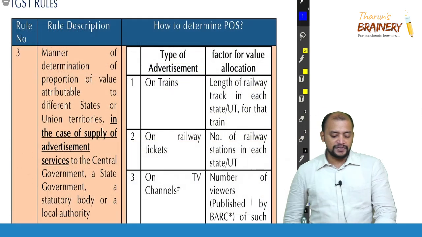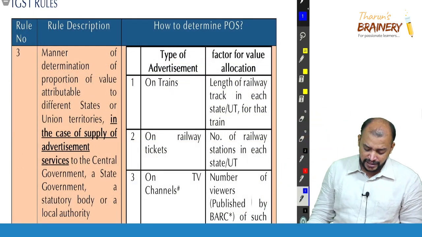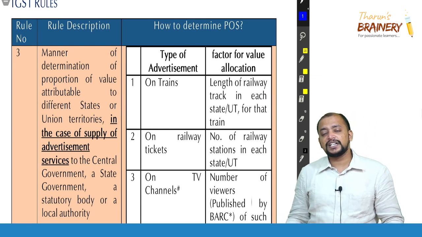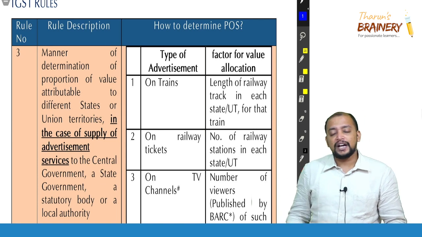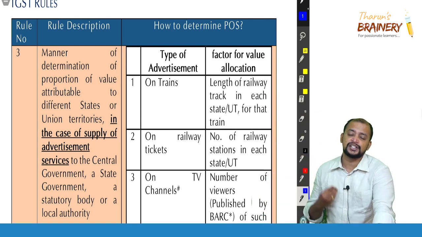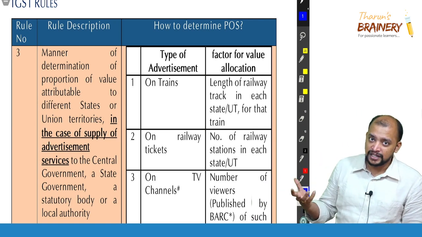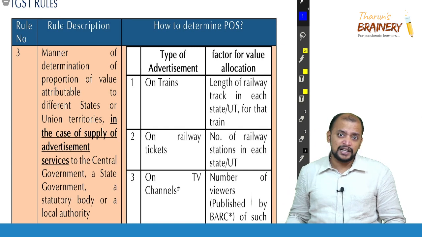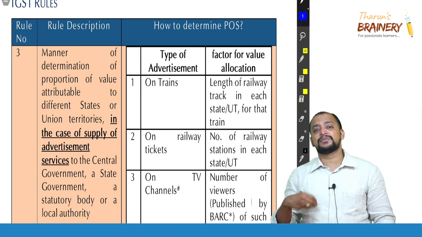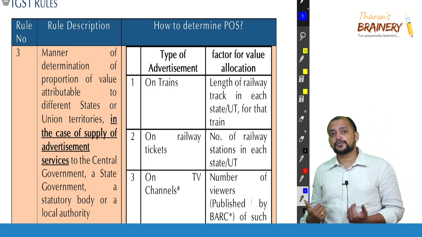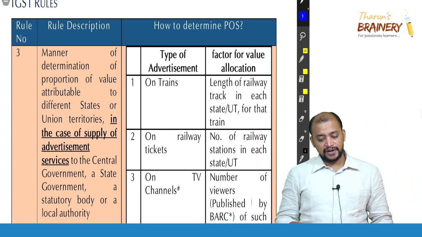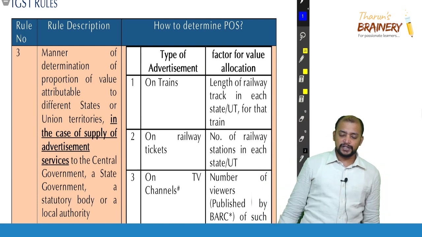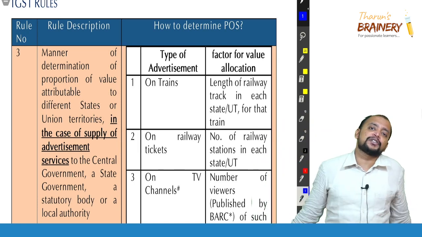We did not apply the manner of determination of proportion of value attributable to different states or union territories in case of supply of advertisement services. So generally for advertisement services, what will be taken as the place of supply? Advertisement services provided to whom? Advertisement services provided to central government, state government, union territory, local authority, or any government body or public sector undertaking. Okay, so that is any statutory body under government. Then in that case we will be taking the place of supply as the location of each state where the advertisement is provided. For example, say I have a newspaper, and I will be providing services to government, and that is the central government. Now I am putting the ad in multiple editions of my newspaper, so therefore I need to take each state where the service is actually performed as the place of supply.